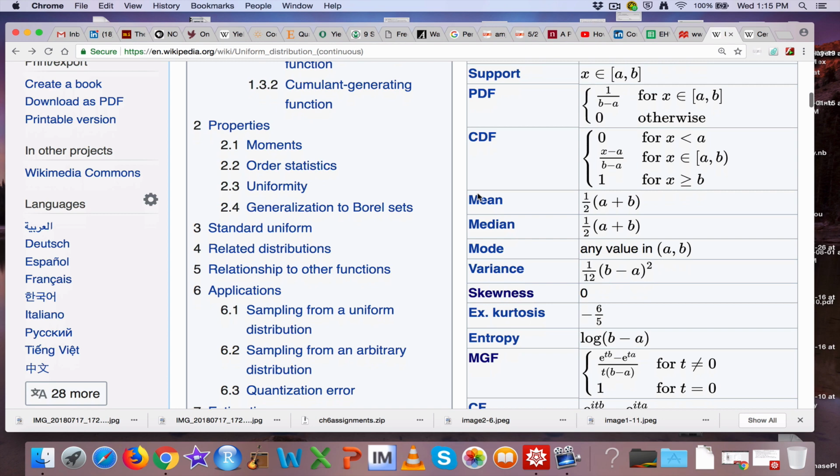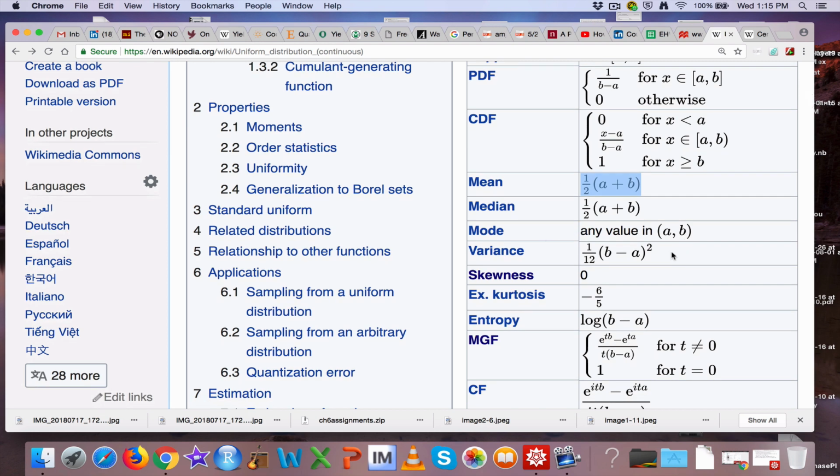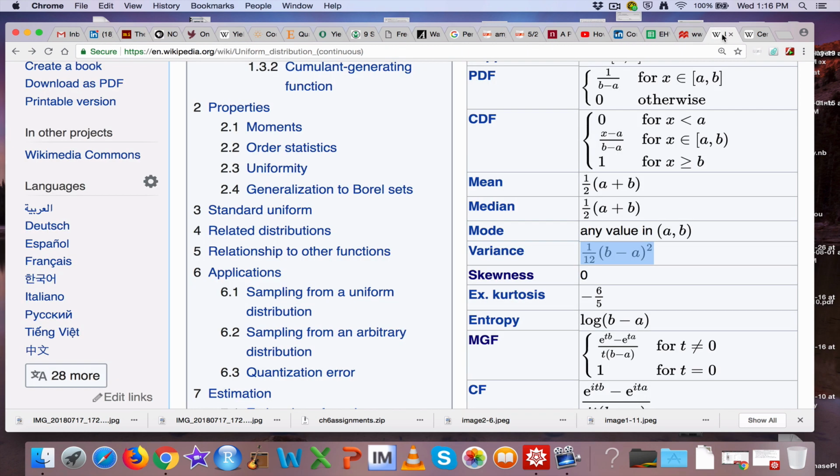We can also go down here further and see that the mean is halfway between a and b, as should make sense. That's the center of mass of the distribution. And the variance is b minus a squared over 12, which for this problem, where a is 0 and b is 1, is 1 minus 0 squared, which is 1, over 12. And again, the square root of that is going to be the standard deviation.